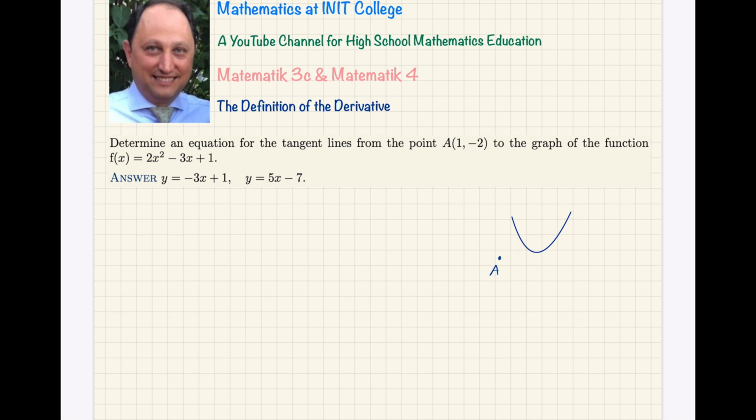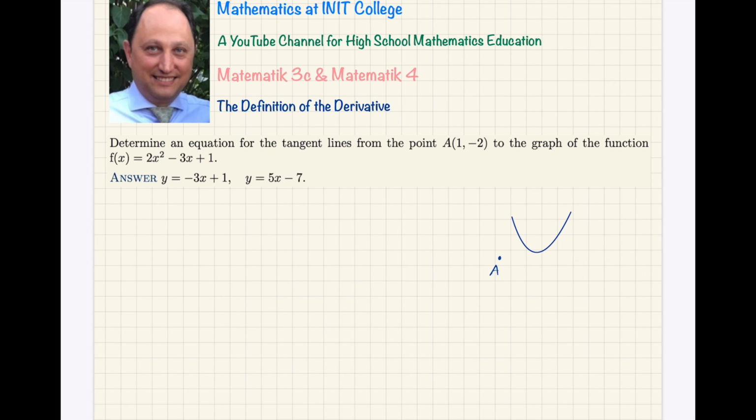Okay, so they cannot be tangent. Any line that passes through A but intersects the parabola in more than one point cannot be a tangent line. If it doesn't intersect it at all, again it is not a tangent line.